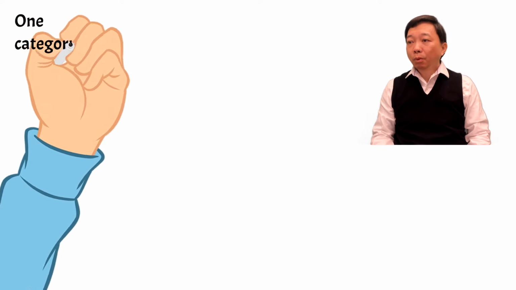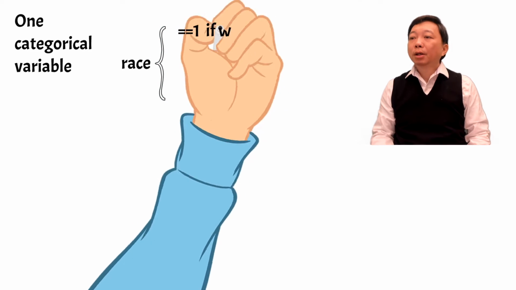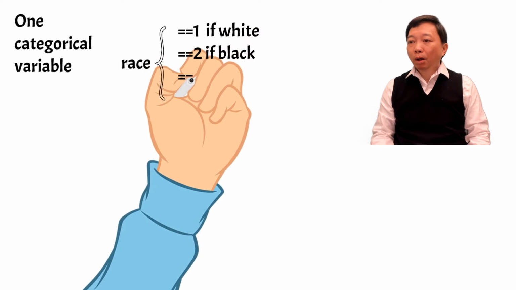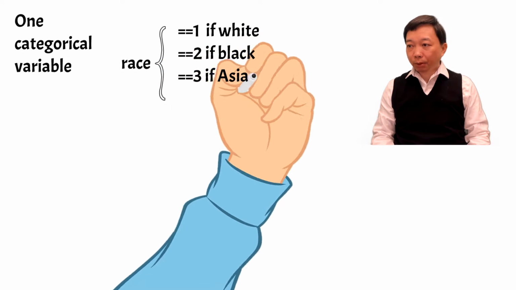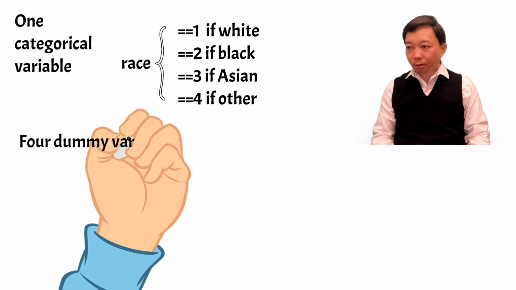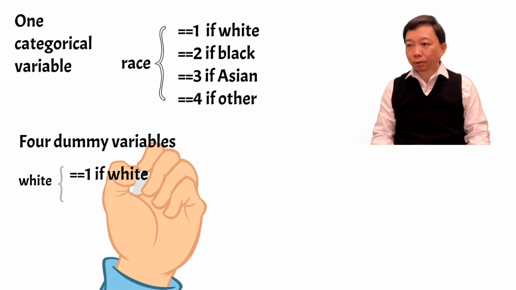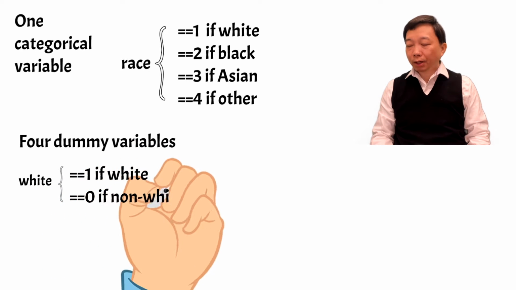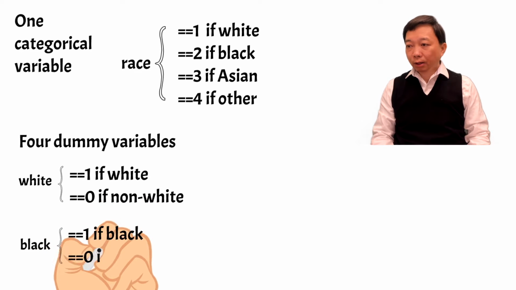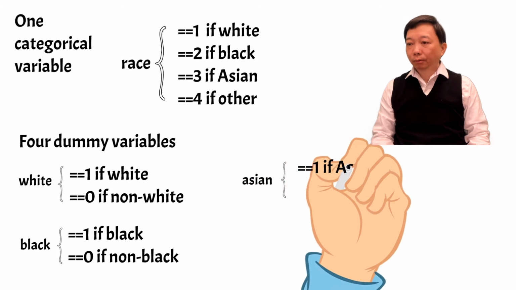Let's say we want to split this categorical variable into four separate dummy variables. In other words, we want to create four dummy variables. The first indicates whether the worker is white. It equals 1 if she is white and 0 otherwise. The second dummy represents black. It equals 1 if the worker is black and 0 otherwise. And so on.